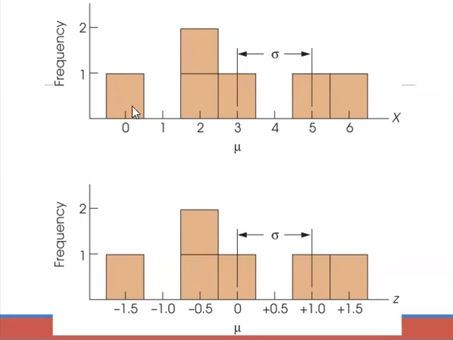This individual who scored a 0 here now has a z-score of -1.5. This individual scored a 6 here, has a z-score of positive 1.5. So it's definitely not a normal distribution, but you can see it looks the same whether it's in the metric of x or z.